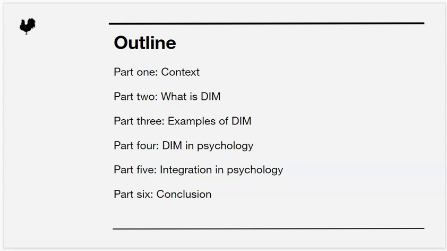All right, the outline. Part 1, we're going to discuss context, of course. And then part 2, what is DIM? What is the DIM hypothesis? If that doesn't explain it, we're going to go through some examples in part 3, examples of DIM in other fields. Part 4, DIM in psychology.